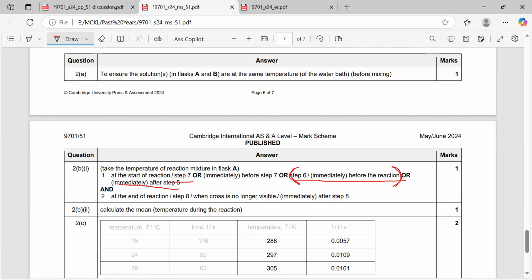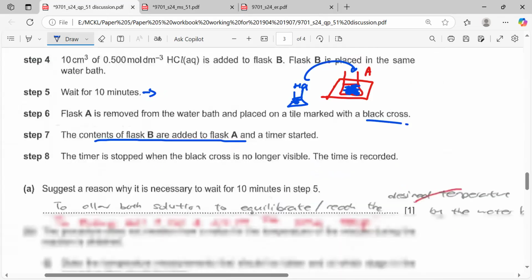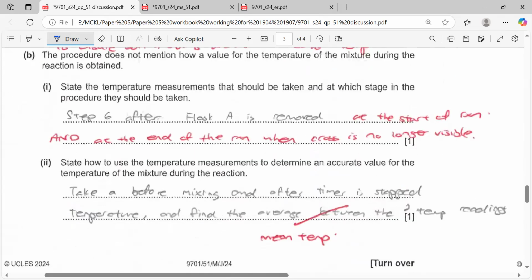And then the problem here is A and D. You have to fulfill both. At the end of the reaction, step 8, when the cross is no longer visible. So over here, I don't get the marks. I think this part I managed to fulfill, but the problem is I did not write the reading at the end. So you're going to take an initial temperature and a final temperature and you take an average of the two. All right, so that's the answer.